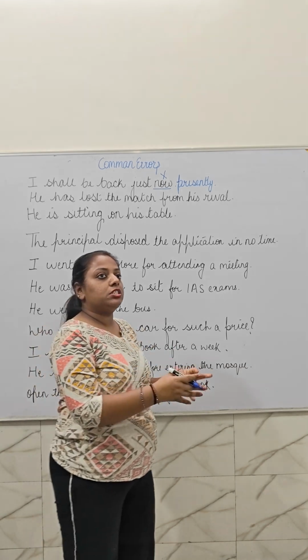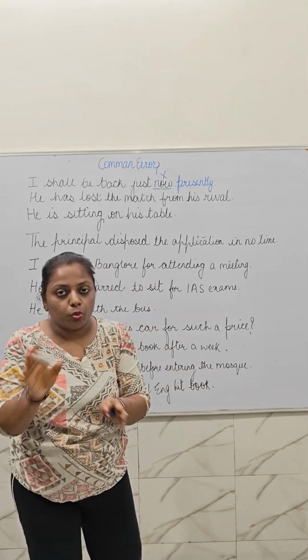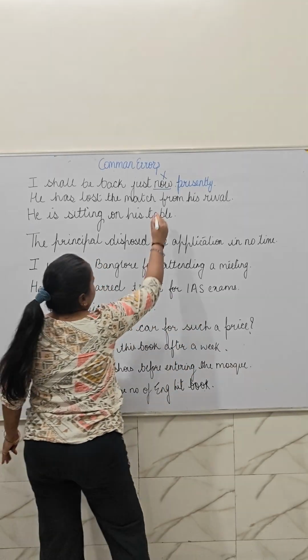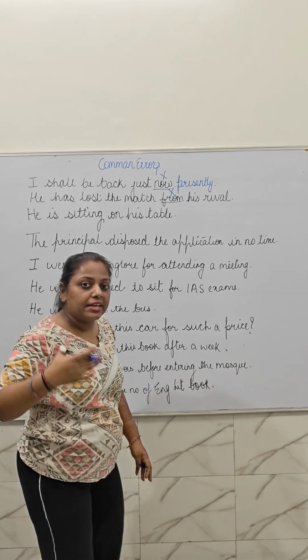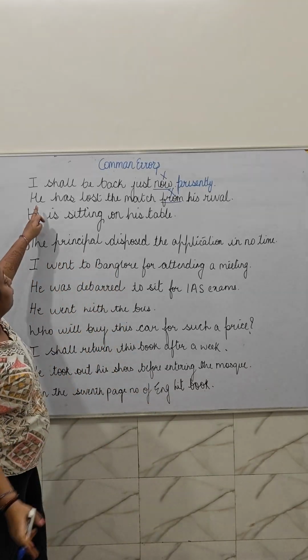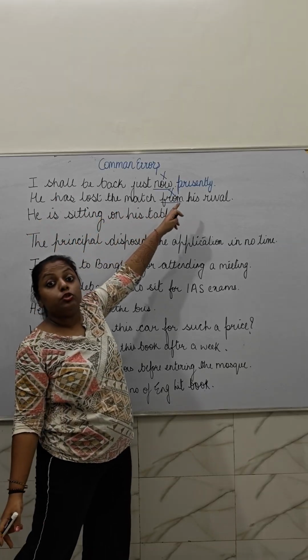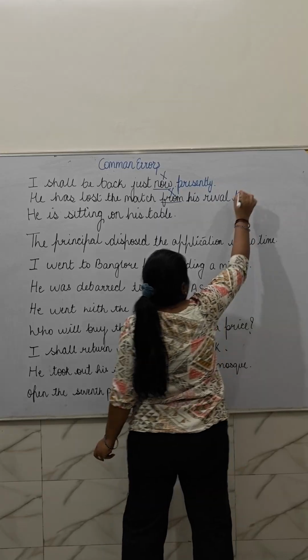The next is he has lost the match from his rival. Okay? He has lost the contest from his rival. I lost it from you. No, all these sentences are incorrect. The preposition is the error. Whenever you are saying that you lost something to someone, then over here you have to say he has lost the match to his rival. To is the exact preposition that is supposed to be used.